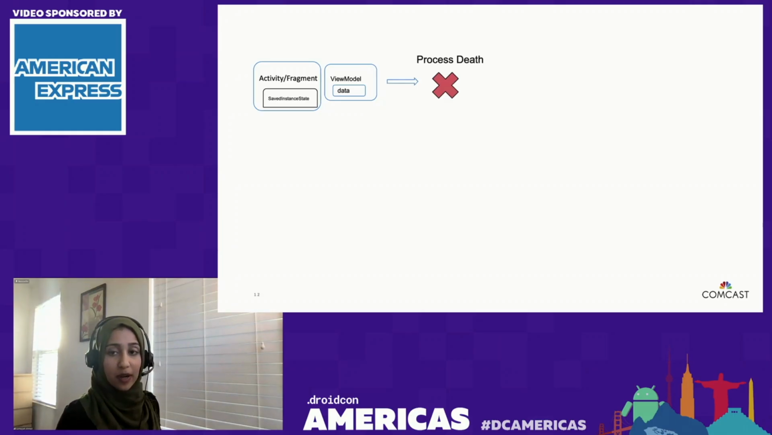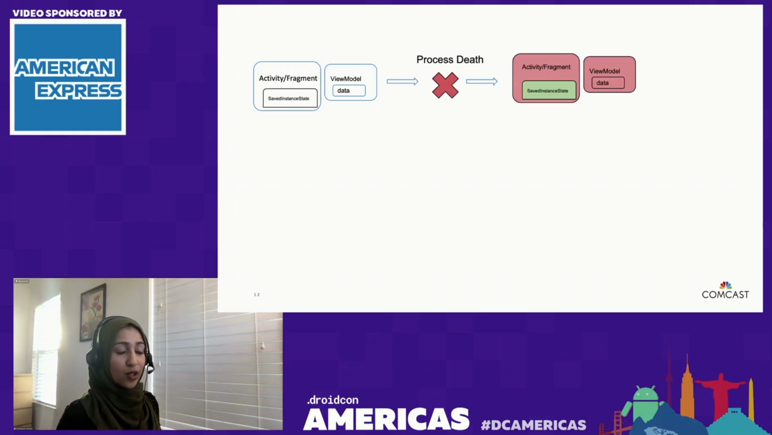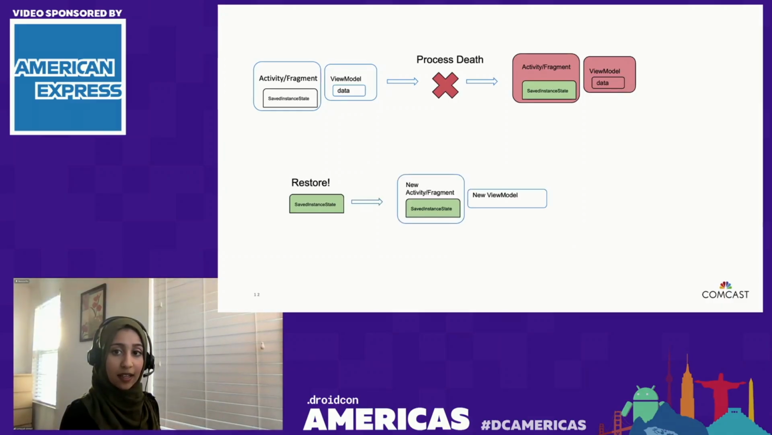So when you go through process death, you lose your lifecycle owner, you lose your view model, but saved instant state survives because it's serialized to disk. So when your activity comes back into the foreground, you're able to use that saved instant state data to restore state in your activity and to restore your view model. And let's see how this looks in your code.